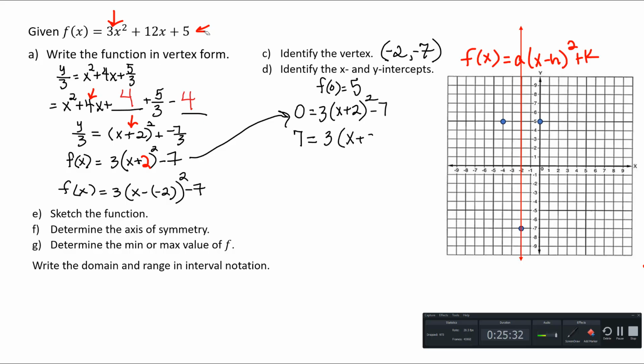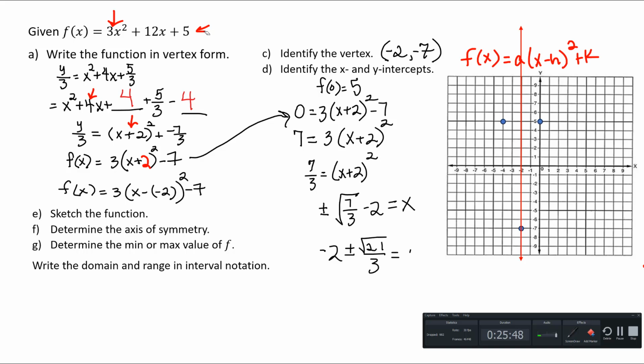And then we could add 7 to both sides and divide by 3. And then we'd have to take the square root on both sides and subtract 2. And then we would have to clean it up and make it -2 plus or minus the square root of 21 over 3. You've got to rationalize that denominator. All right, so our x-intercepts are those fun numbers. So somewhere around here, same distance away. Let's see, 1.5. So 1. Right there. All right, so you can see that that's about where those are, but not exact.